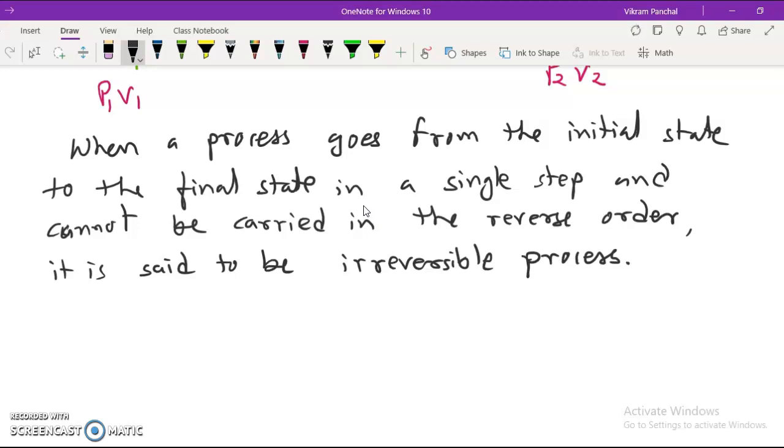Okay, so these are the reversible and irreversible processes in this lecture.